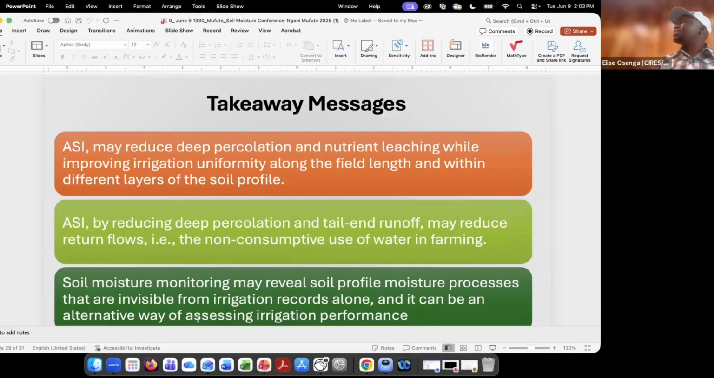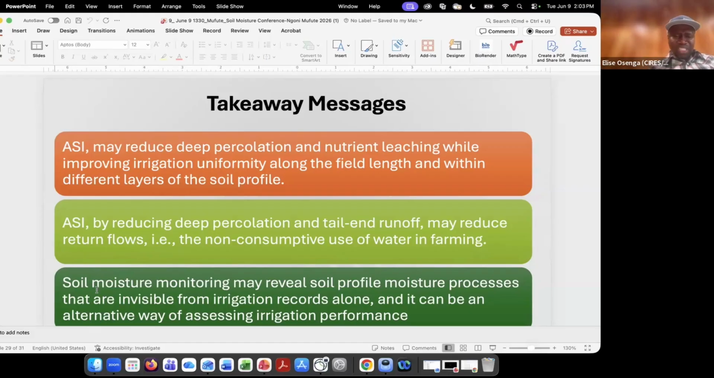So the key takeaway points here are that RC or automated surge irrigation may reduce deep percolation losses and nutrient leaching, while at the same time improving uniformity of irrigation along the field and also in different layers of the root zone. The other thing is that since it reduces deep percolation losses, it may reduce return flows from agricultural land and also what we call non-consumptive use of water.